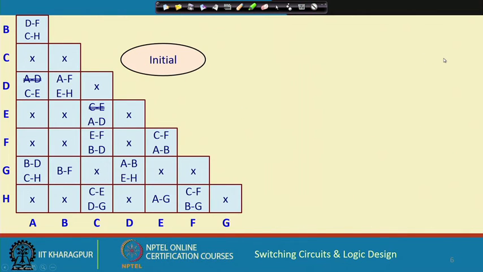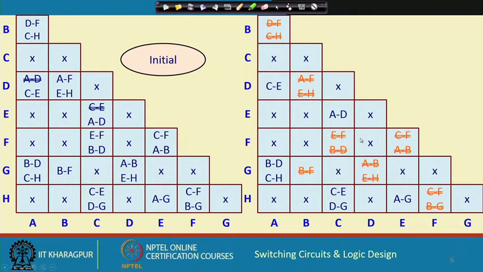I am just showing this. Whatever first step we have shown here, I am showing here, and after that, wherever there is a mismatch, I am crossing them out. For example, this AD is the same as itself, AD maps to AD, and CE maps to CE, so I am cutting them out. This is my initial table. Now, after that, I will have to check in the next step what other things are getting cancelled out.